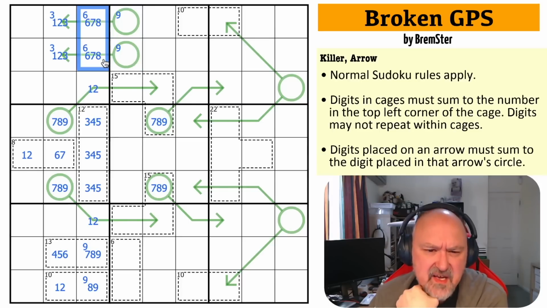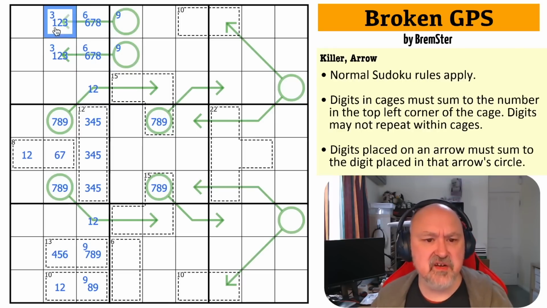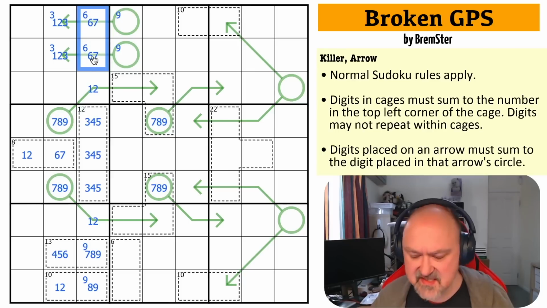Can I put an 8 here? No, I can't. I can't put an 8 here because one of these is 3, 6, 9. If I put an 8 here, it'd be 8, 1, 9. That doesn't work. I can't put an 8 here. So this is a 6, 7 pair.